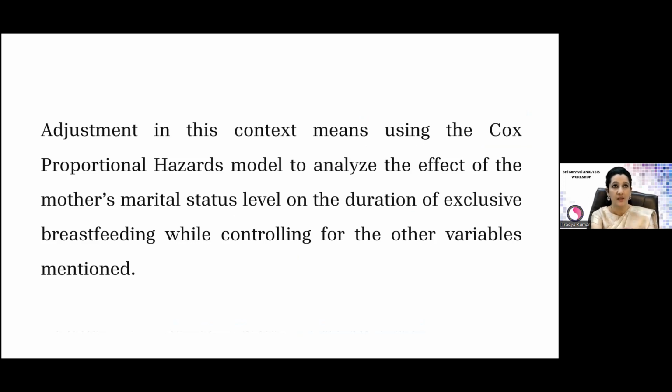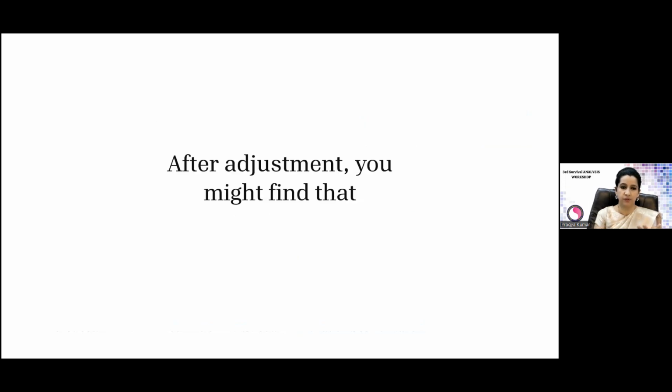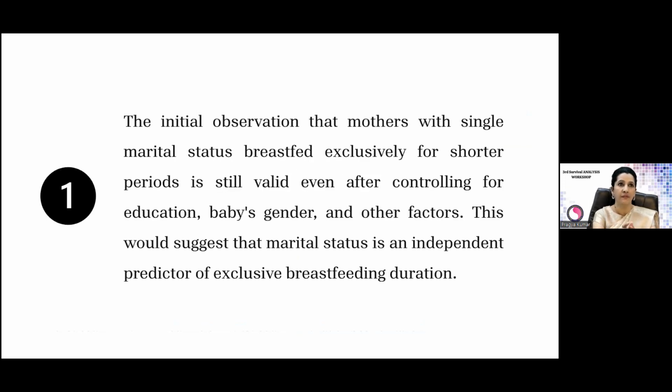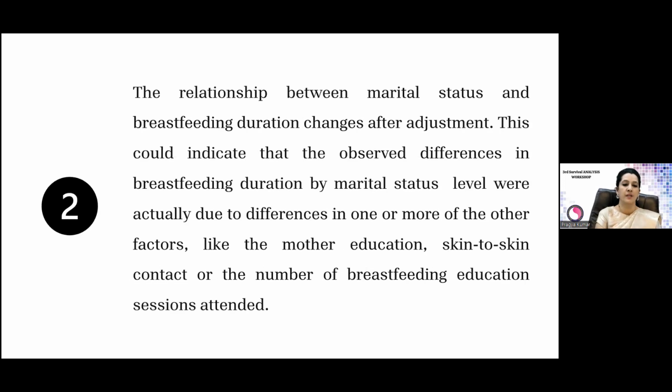So the adjustment in the survival curve which you have seen is in the context of using the Cox proportional hazard model, because there only you can control for the other variables while taking the effect of marital status on the duration of exclusive breastfeeding. After adjustment, you might find that the initial observation, that mothers with single marital status breastfed exclusively for a shorter period, is still valid even after controlling for other factors like education of the mother, baby gender, any other factor. So then you can say that the marital status is an independent predictor of the exclusive breastfeeding duration.